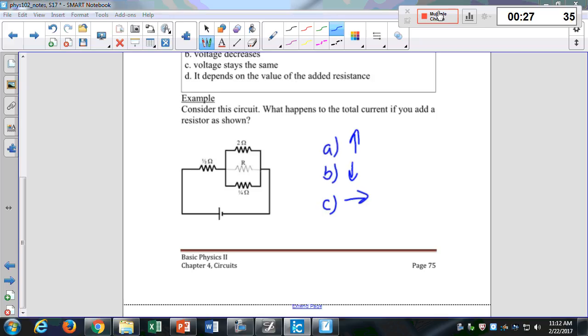Think about what happens to the equivalent resistance of that parallel part, and what does that do to affect the current? All right, y'all are sort of spread out, like you have all different kinds of answers. I want to remind you, when I add a resistor here, the equivalent decreases. So what does that do to the current in the circuit?